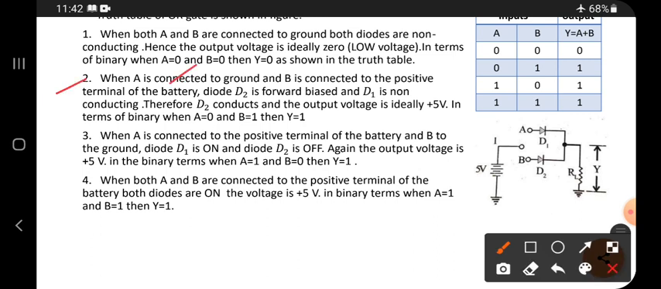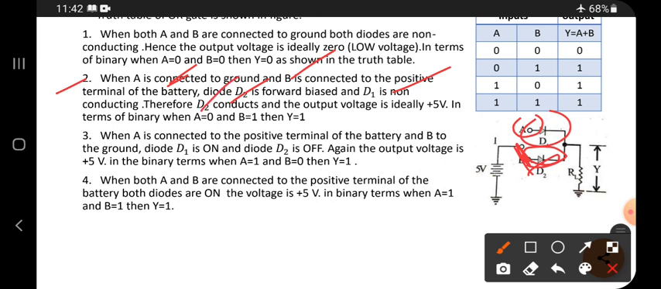When A is connected to the ground and B is connected to the positive terminal of the battery, it is connected like this. A is not connected. The diode D2 is forward biased, so this diode becomes forward biased, and D1 is non-conducting. D1 does not conduct.